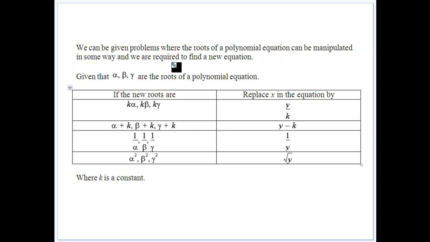Now, our next set of problems rely on us doing some techniques that we're going to talk about, but they're not too bad. It just requires some manipulation. What we want to do is be given a polynomial equation and then be told to find a new polynomial equation depending on what we're going to do with the roots.